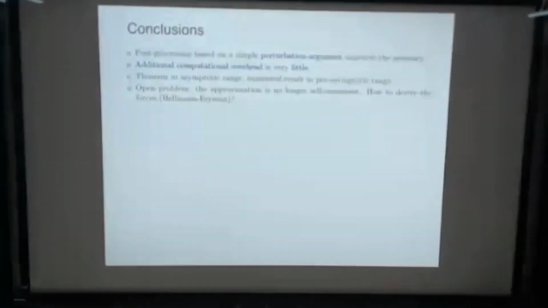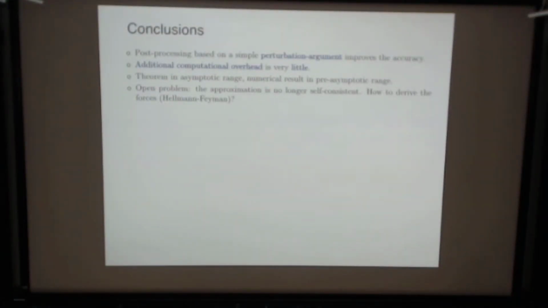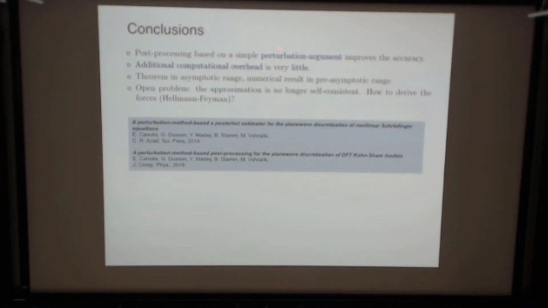So this brings me to the conclusion here. I presented a post-processing based on simple perturbation arguments to improve the accuracy. The proofs are quite long, but the idea is nice and clean. The additional computational overhead is very low, especially for a nonlinear problem, because you do that once at the end. The theorem I have to mention is in the asymptotic range, but the numerical results interesting for practitioners are in the pre-asymptotic regime. But we saw some simple numerical illustrations that it is working.